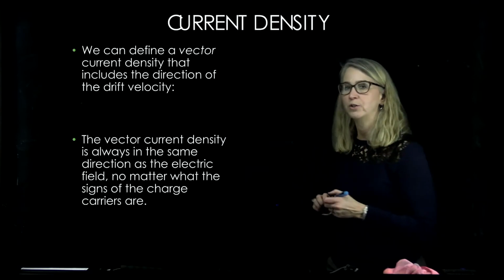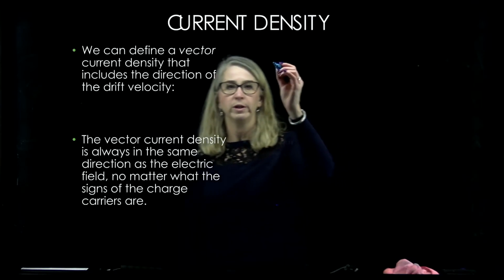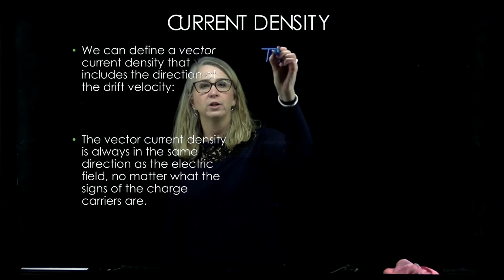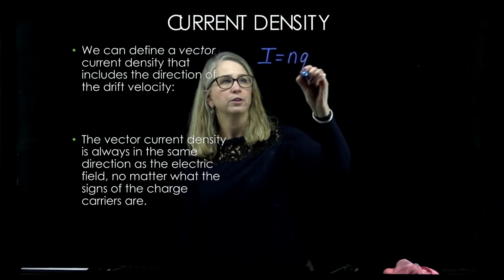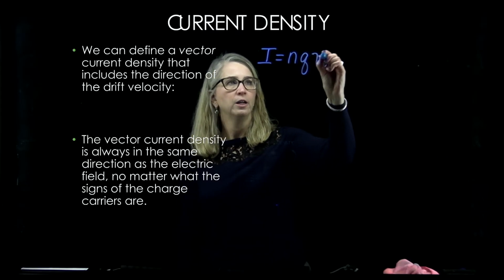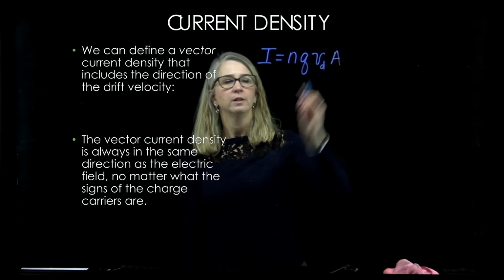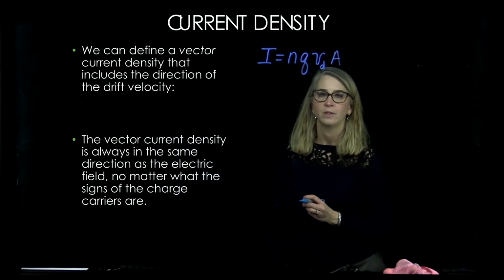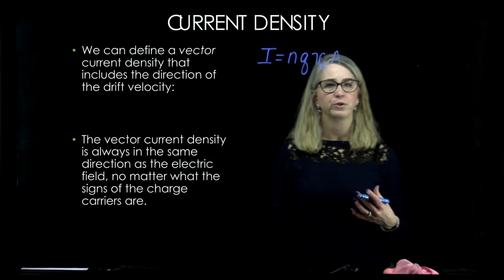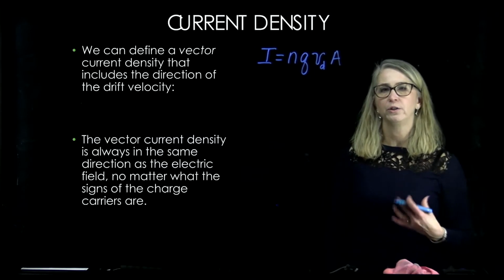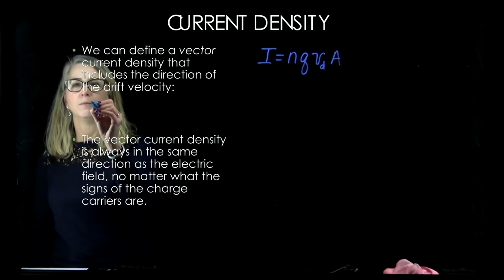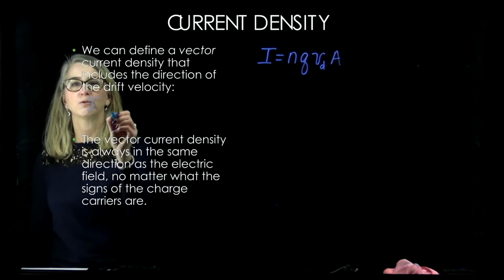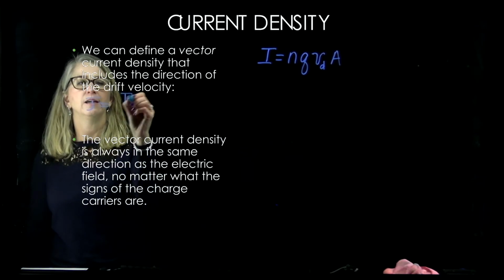Okay, so I just want to remind you of the expression we came up with in the last slide. Current was equal to the density of the charge carriers, the charge per charge carrier, the drift velocity, and the area. Now we're going to introduce a new term, and it's called the current density. We use the term J to represent the current density.